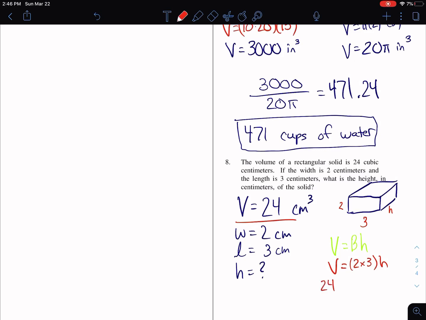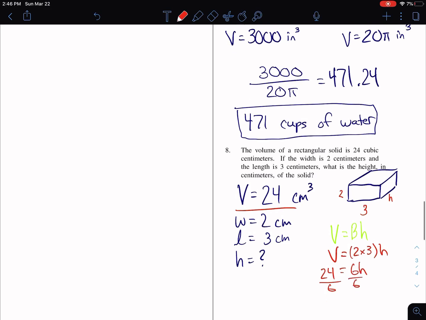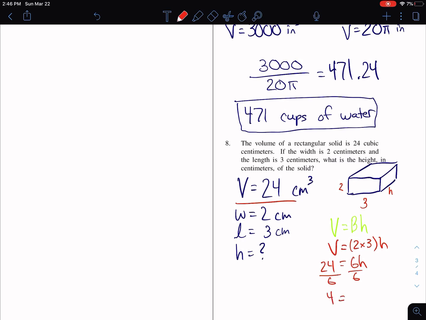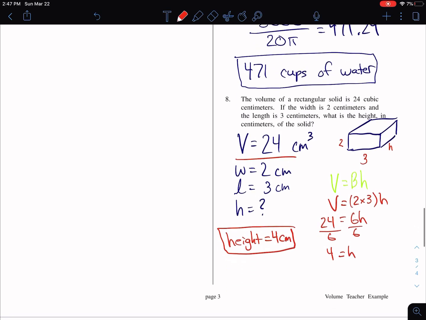So 24 is equal to 6h. I can divide by 6 on both sides, and I'm going to get 4 is equal to h. So I can actually determine that the height is 4 centimeters. Okay, and I was able to work backwards there.